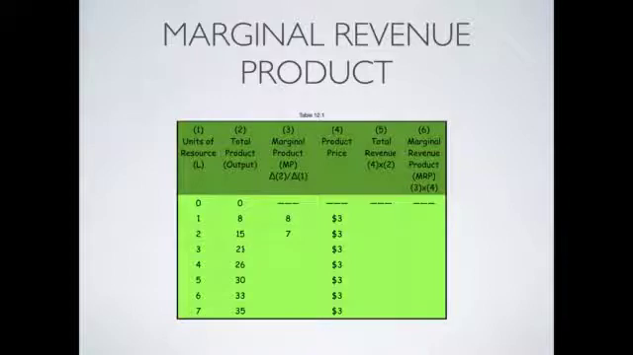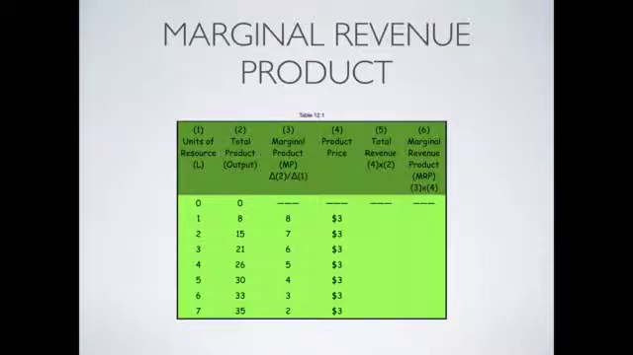Total product goes from 15 to 21 when I hire the third worker. That means the marginal product of the third worker is equal to 6. And I continue that process all the way through for the marginal product. Now we want to know what total revenue is.